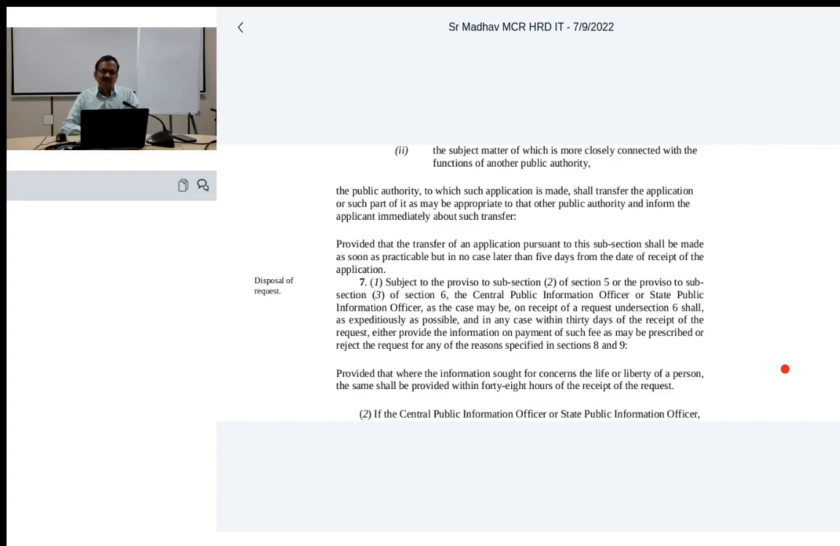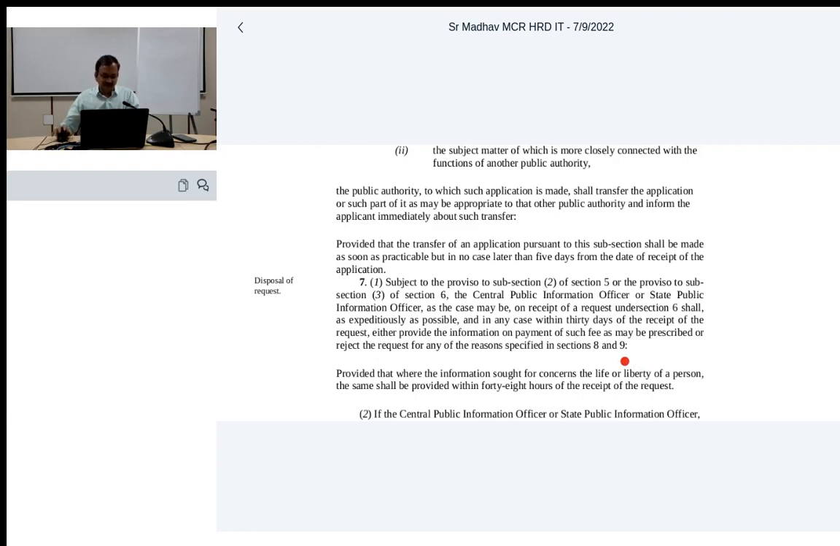So the reasons are also called exemptions under the Right to Information Act. We will discuss these exemptions separately. So the bottom line is, unless there is a reason, the PAO is not supposed to reject any request. And the reason is already specified under sections 8 and 9. These are also called exemptions, which will be discussed separately.